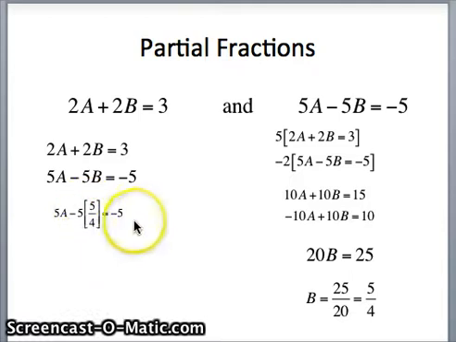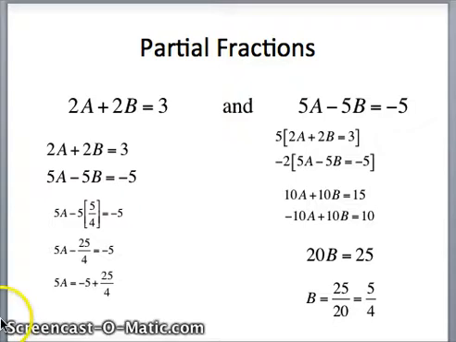5a minus 5 times 5/4 is -5. 5 times 5/4 is 25/4. Adding 25/4 to both sides, we get 5a is -5 plus 25/4. How do we add these fractions? -5 times 4 is -20. 25 times 1, the denominator here is 1, 25 times 1 is 25. -20 plus 25 is 5. Denominator is 1 times 4 is 4, and we get 5/4 there.